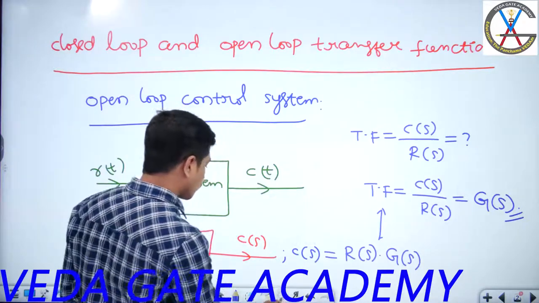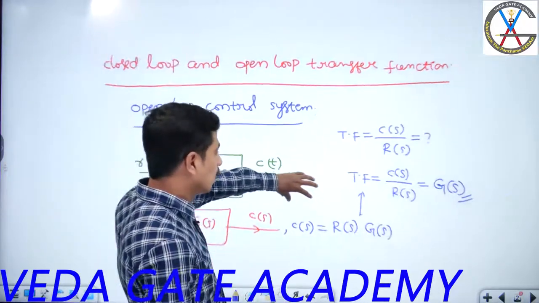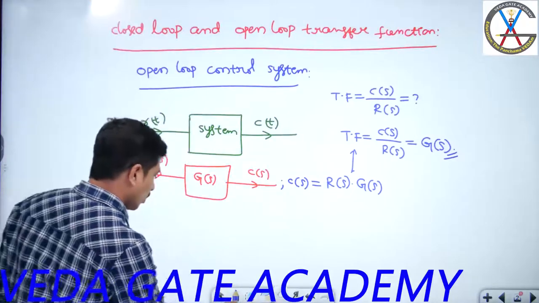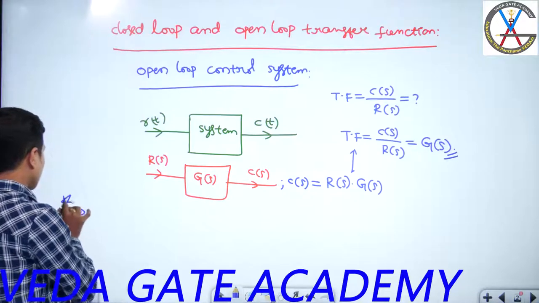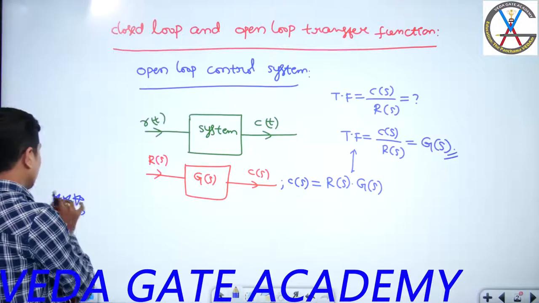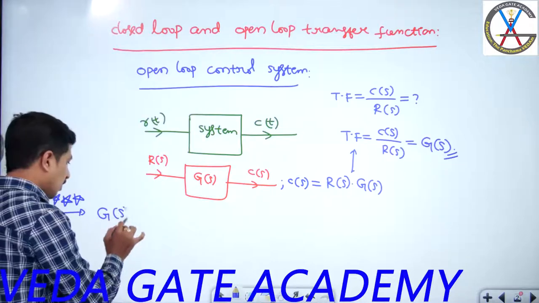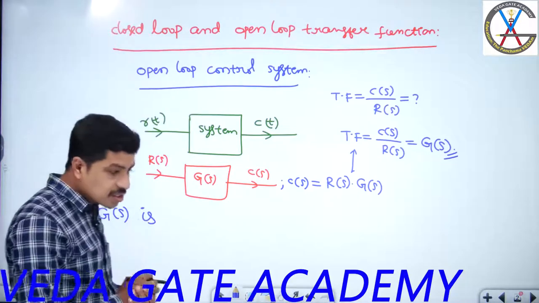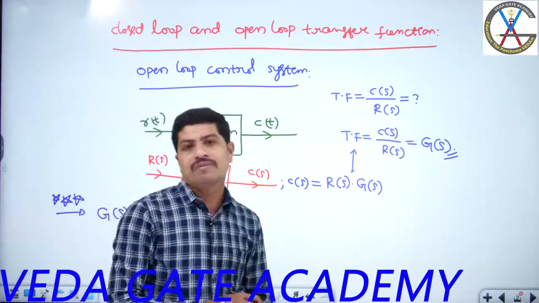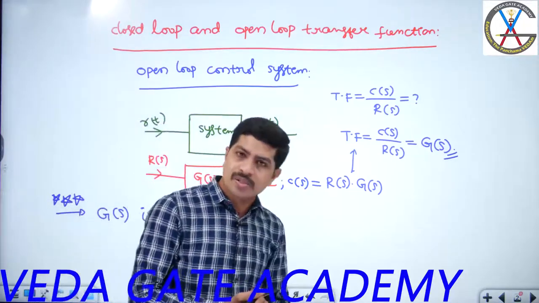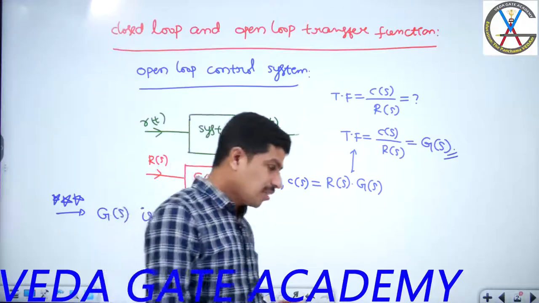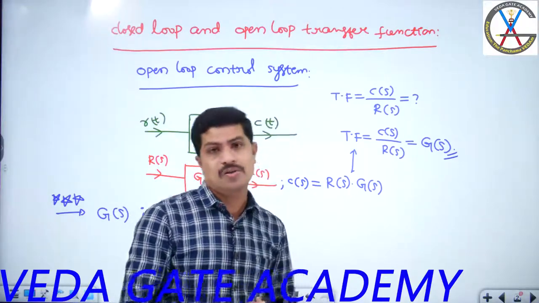Let me write. G of S is, I'm writing here, a very important point. Put three stars. What is the misconception students have? What students feel is that the transfer function of an open loop system is called the open loop transfer function, and the transfer function of a closed loop system is called the closed loop transfer function.